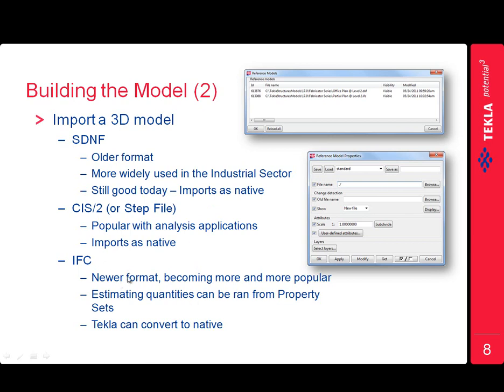The newer one, the IFC, the one that the architects and the AISC and everyone is really pushing right now, is Industry Foundation Classes. You can use it in its raw form, if you like, for estimating quantities to be run from property sets. All that data is already in there, or of course you can use the native converter or the object converter that Lee just showed as well.